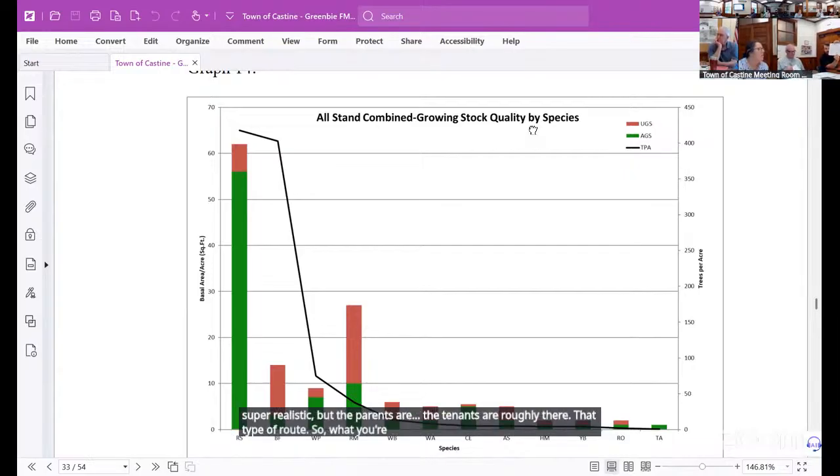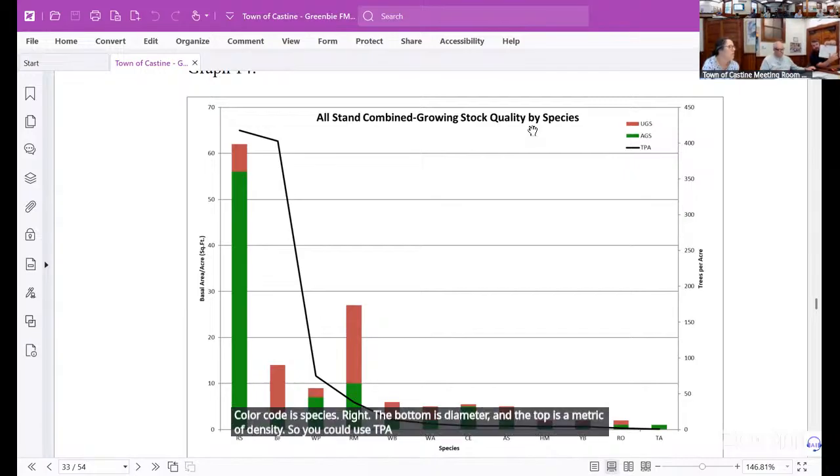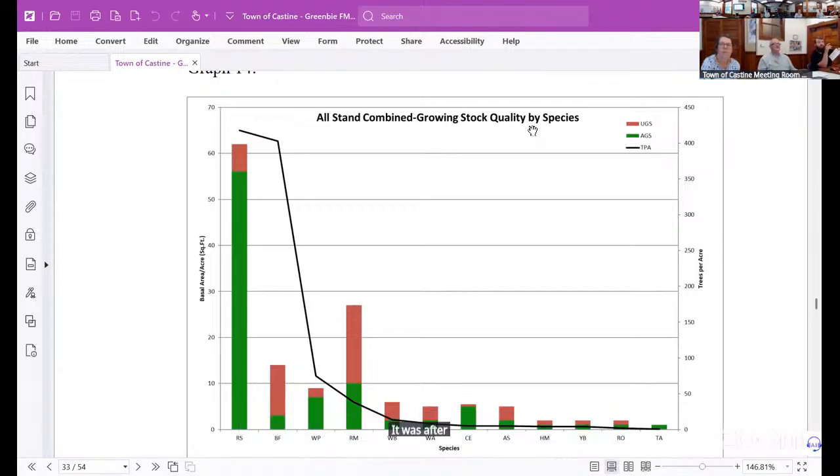So what you're looking at is color code is species, the bottom is diameter, and the top is a metric of density. You can use TPA or basal area. I like them as basal area. Is this the chart you just drew? Yeah, that would be the chart I just drew.